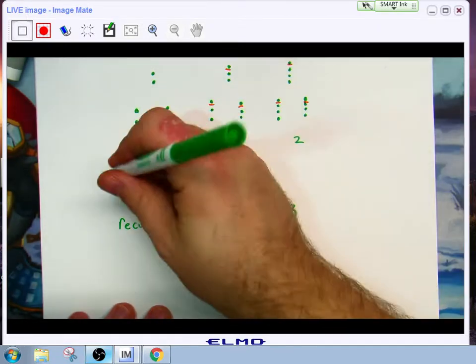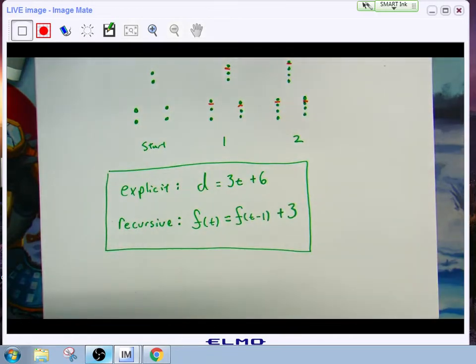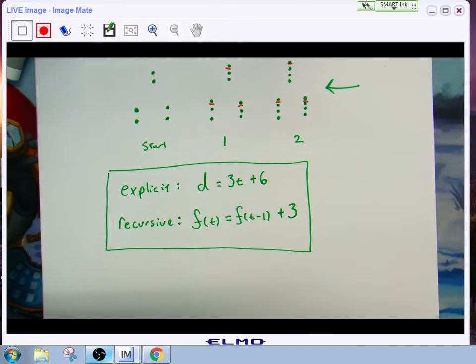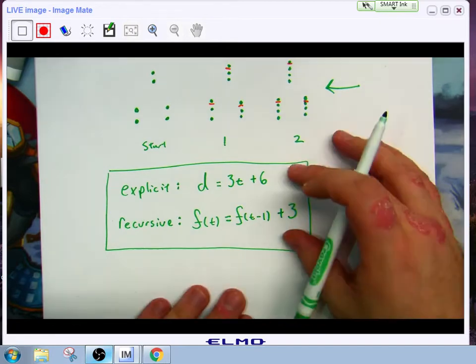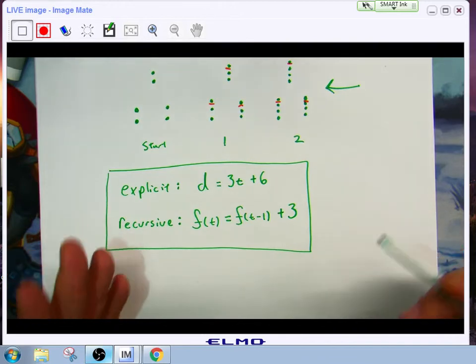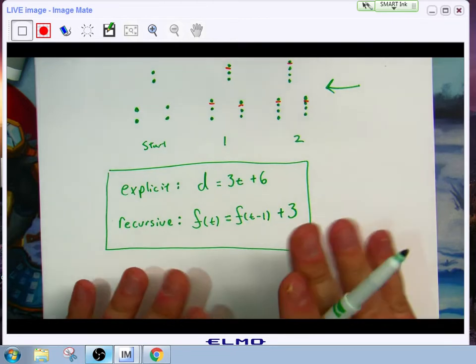And that's it. So that is the difference between explicit and recursive. They both are describing the exact same thing. They're both describing this pattern, assuming it goes on for infinity. But the way that we write it is very different. Any questions?